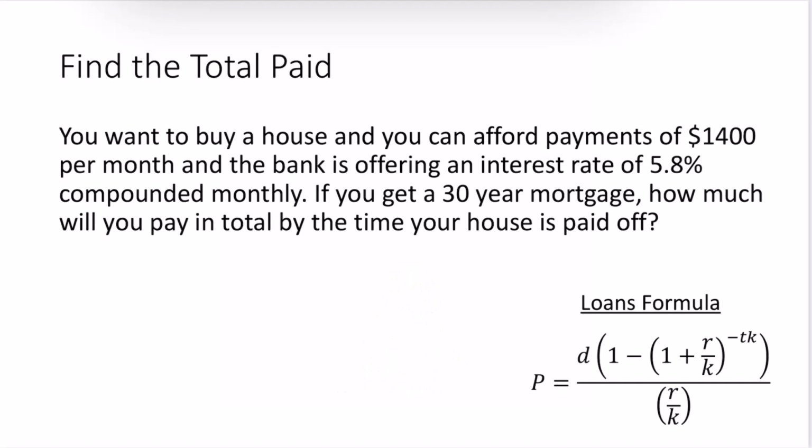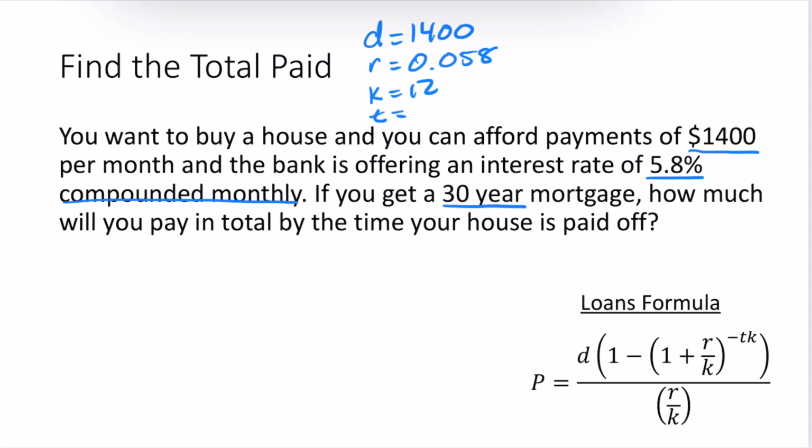All right, so in this problem, it says you want to buy a house and you can afford payments of $1,400 per month, and the bank is offering an interest rate of 5.8%, compounded monthly, and if you get a 30-year mortgage, how much will you pay in total by the time your house is paid off? So in this problem, we were given that our monthly payment is $1,400. We know our interest rate is 0.058, and we know K equals 12, and we know that T equals 30.